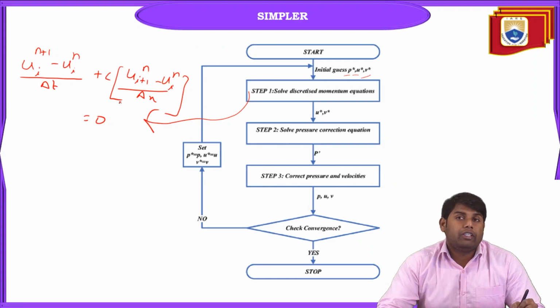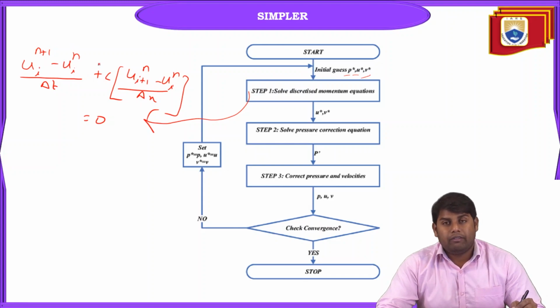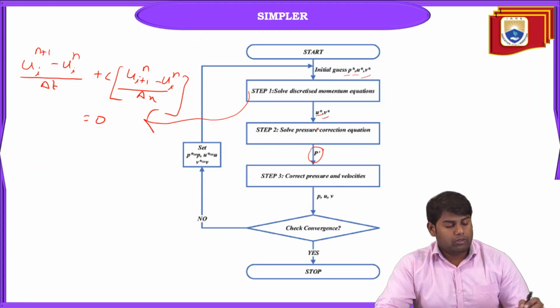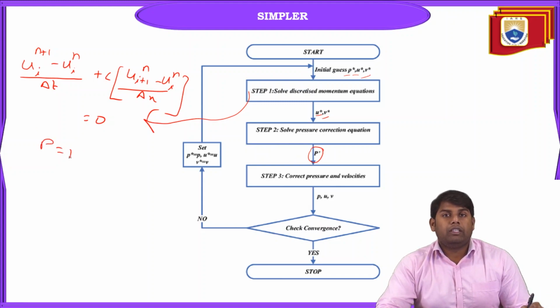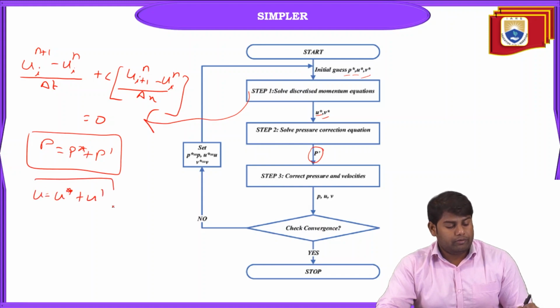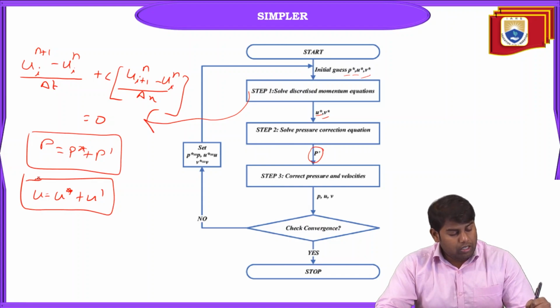In this discretized equation, we substitute the values of P star, U star and V star. Once we substitute them, we get the required output of U star and V star, and then we use them to solve the pressure correction equation. In the pressure correction equation, we get the value of P dash. So the actual P is equal to the guess value P star plus P dash, the correction. Next, the actual velocity U is equal to U star plus U dash.